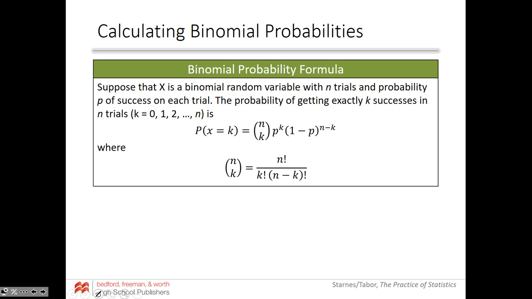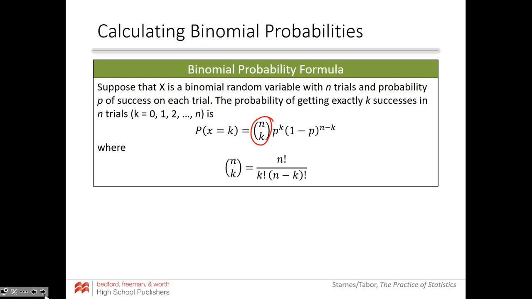N choose K tells us how many different ways I can order 5 total kids where one of those 5 has type O blood. The probability of success is P. The number of successes is K. The probability of failure is 1 minus P. The number of failures is N minus K. So that's our formula there. And again, we define N choose K to be this.